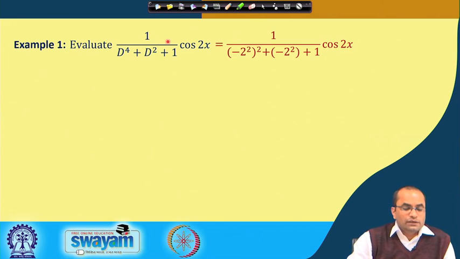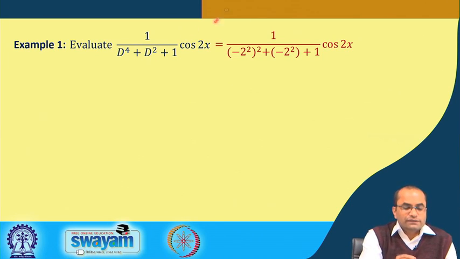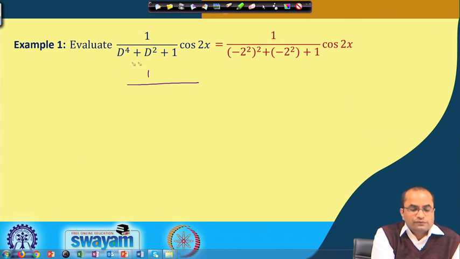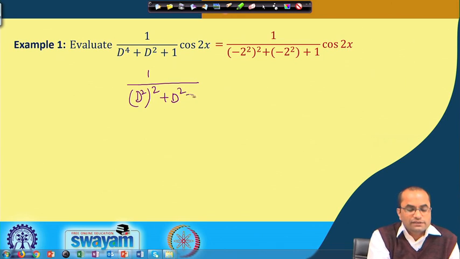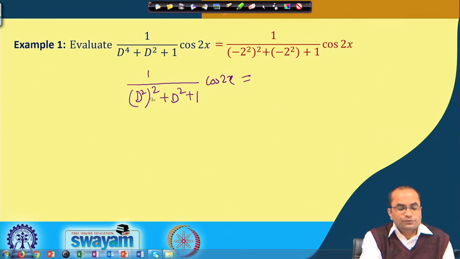Here, this is a very simple case, because we have everything in D² form. D⁴ we can write as (D²)², and then we have D² plus 1 and cos 2x. Then what we will do is replace D² by −4 here.